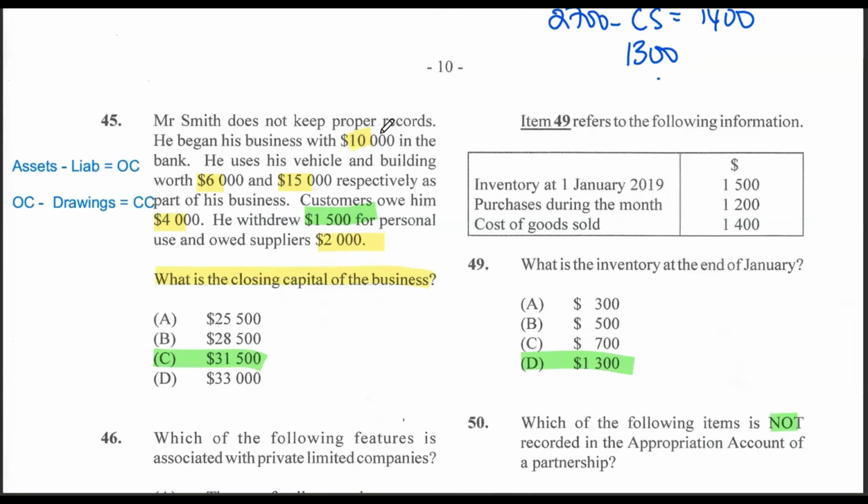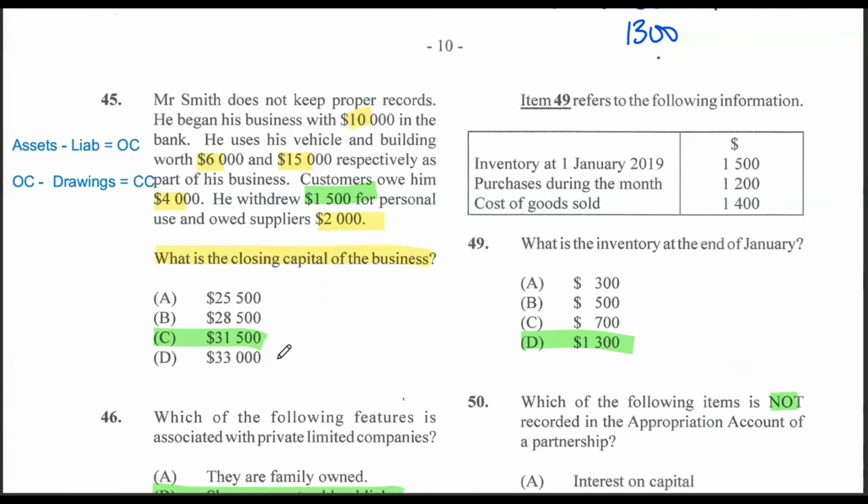He began his business with 10,000. That is money in the bank account, plus the vehicle of 6, plus the building of 15. All those are assets. You add up all those. Then debtors of 4,000. Add that on as well. So all those are the assets there. 10 plus 6 plus 15 plus 4. Then you subtract the liability of 2,000. That's going to give you the opening capital. Then subtract your drawings of 1,500, and you're going to get your closing capital as C, 31,005.